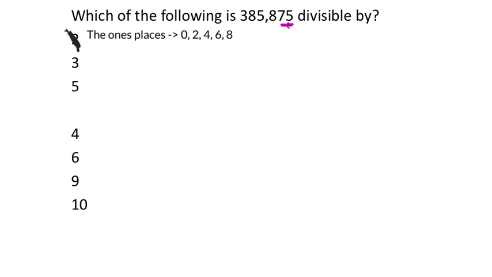Now again, I'm going to jump to 5 because 2 and 5 are just visual checks. So if it's divisible by 5, the ones place value will be a 5 or a 0.